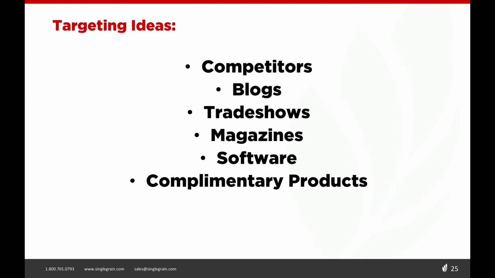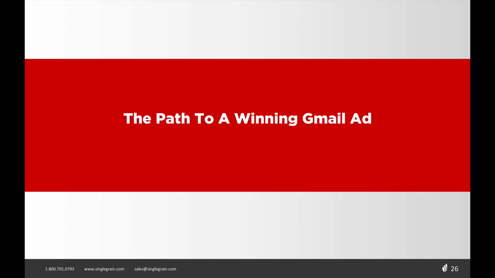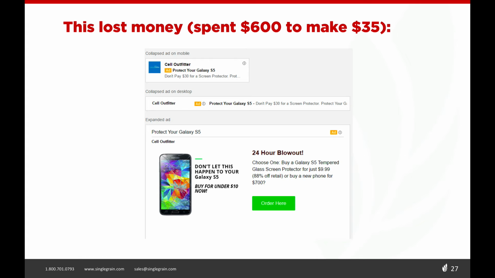Is this all making sense so far? Great. So next step, we want to talk about the path to a winning Gmail ad. So this is what happens when this company ran these ads. So this ad right here lost money. $600 was spent and only $35 was made. So that means this one lost basically $565.